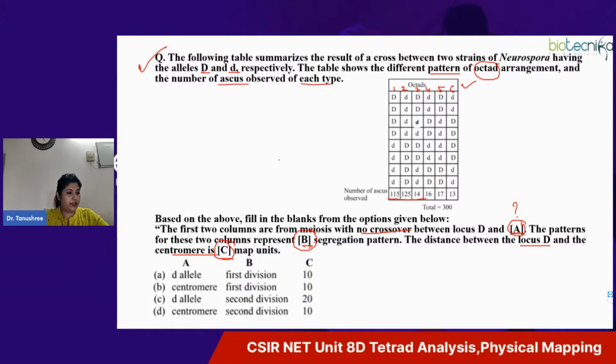Okay, I'll write it down if it is not visible for you all. So it's 115, it's 125, it's 14, it's 16, it's 17, and it's 13. I hope it's fine now.